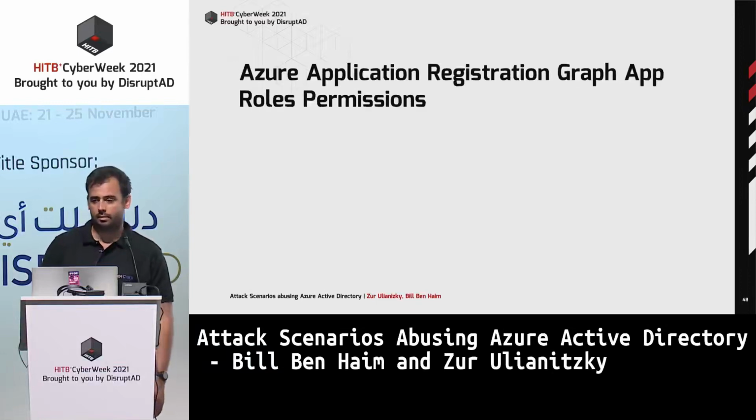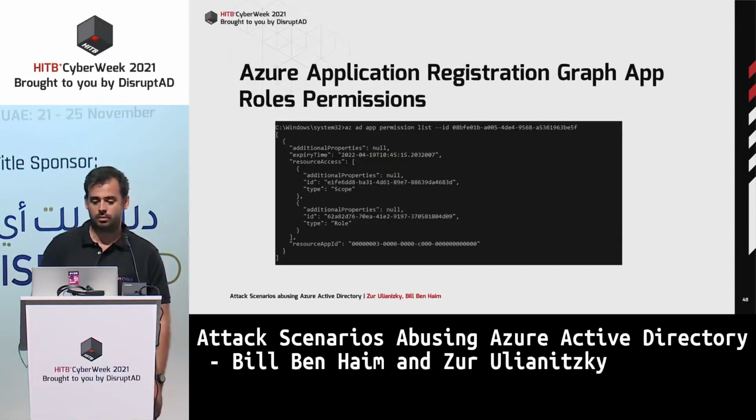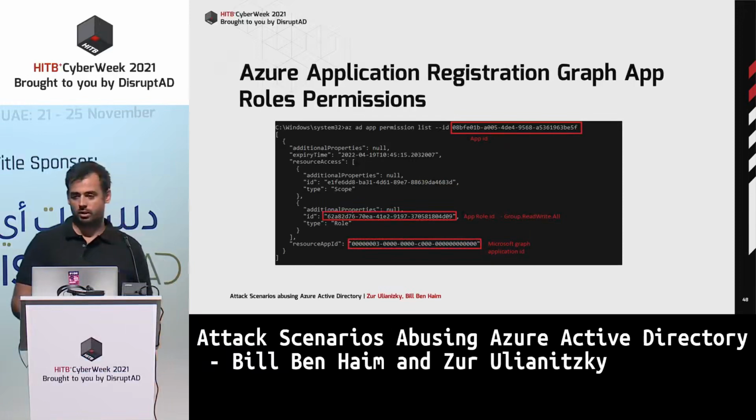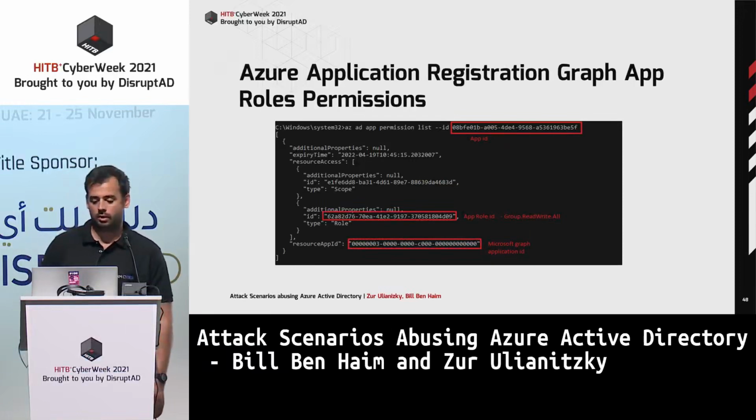And the last reconnaissance slide for today, I promise you, is the Azure Application Registration Graph App Roles Permissions. We need to have the application ID of the app that we want to enumerate, and we can see two different crucial parameters in the response. The first one is the resource app ID, the source provider, which in this case is the Microsoft Graph application ID. This is where the app role is taken from. And above that, we can see the ID, which is the actual group read-write role ID.